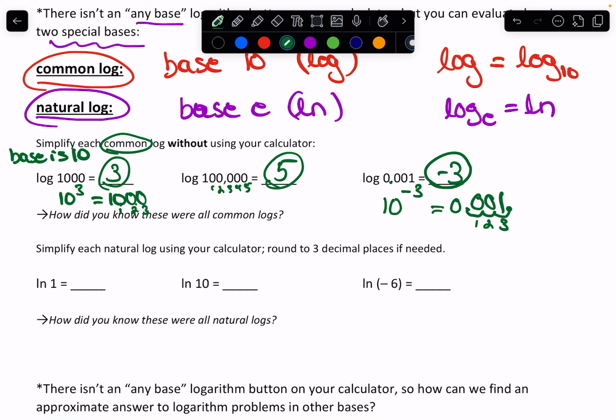So how did you know these were all common logs other than it saying it over here? How would we know without it saying? It is because it's just log. There is no base.